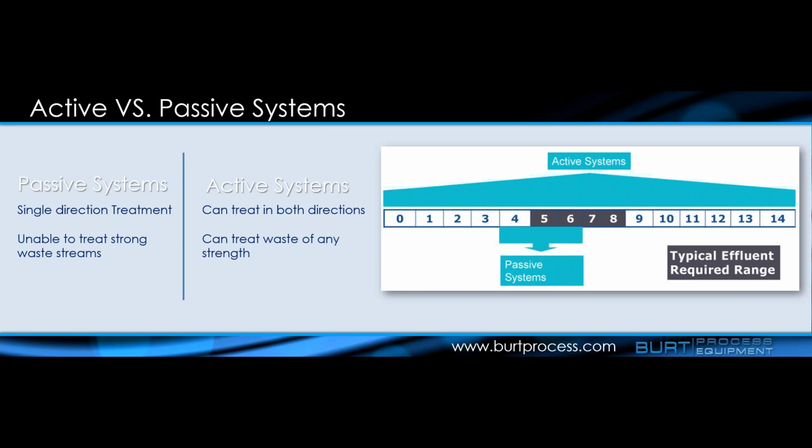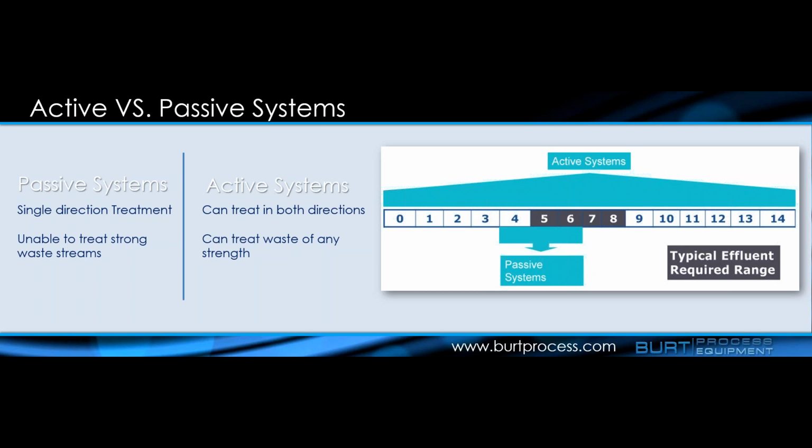Passive systems really only treat in one direction. They can only raise the pH, so you're only able to treat acidic waste. And those passive mediums are very weak relative to a lot of the different chemicals that come in. They generally only operate at about pH 4 and up. So they don't see a lot of use anymore today.